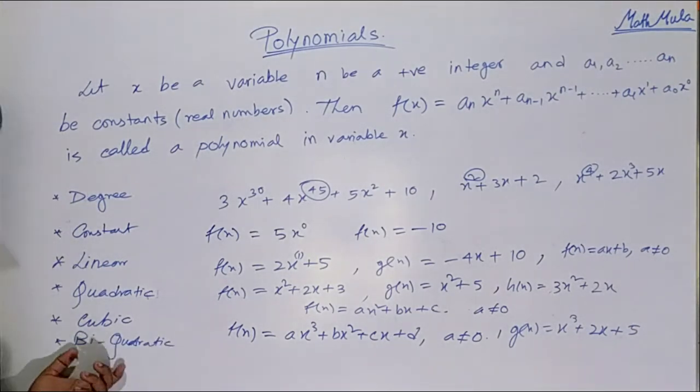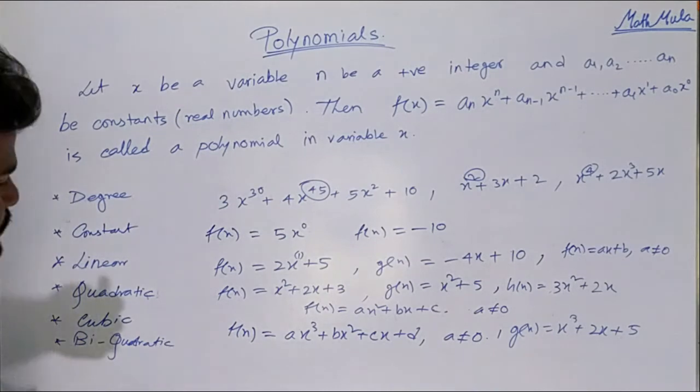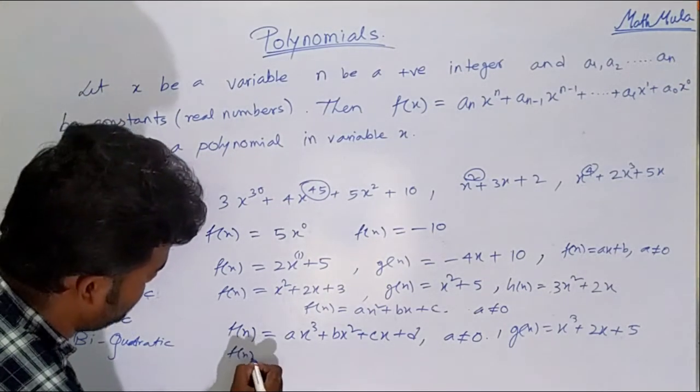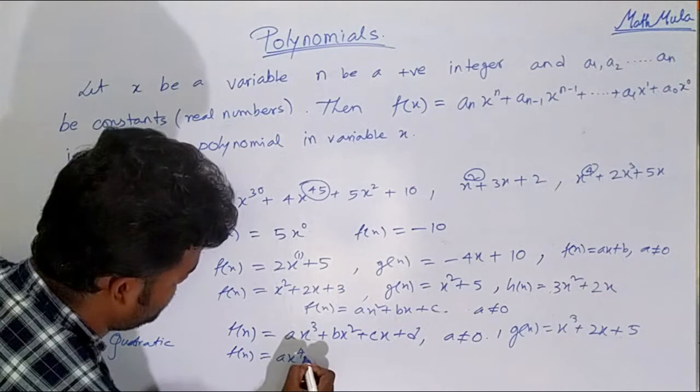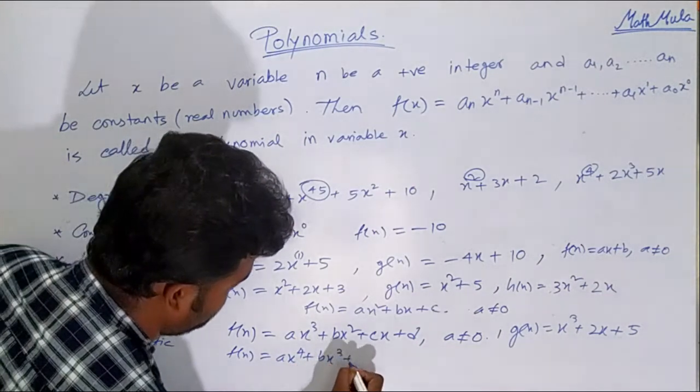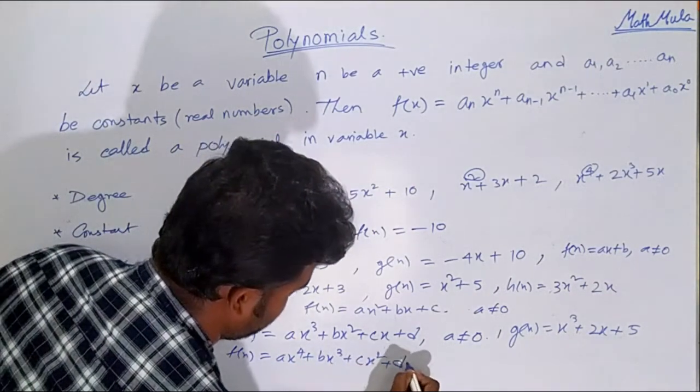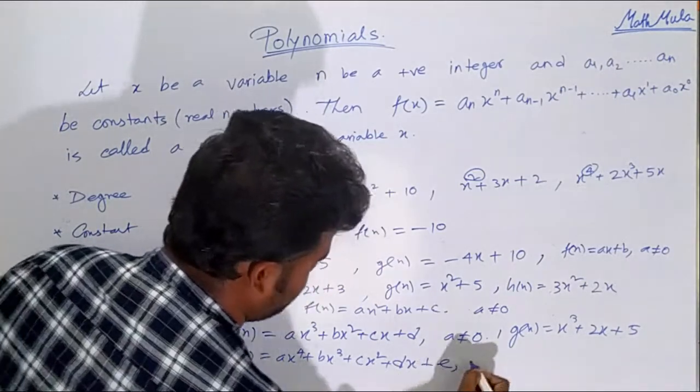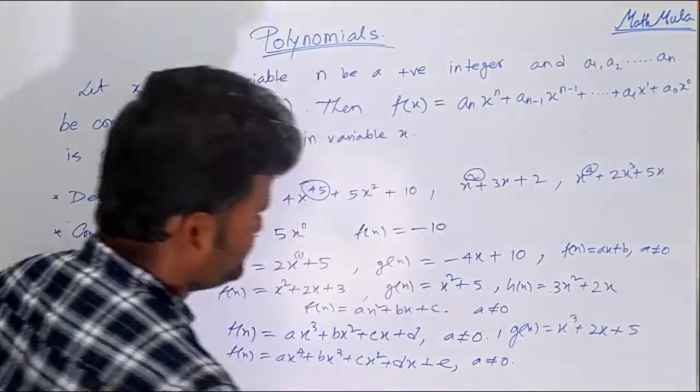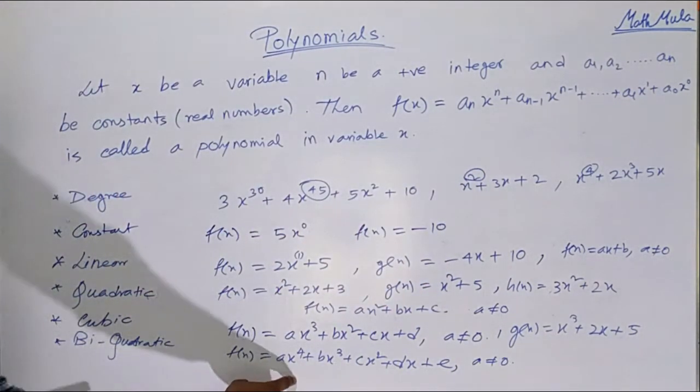Now, the biquadratic polynomial. Biquadratic polynomial means if the highest power of polynomial is 4, then the polynomial is called biquadratic polynomial. Like f of x is equal to ax to the power 4 plus bx cube plus cx squared plus dx plus e, where a not equal to 0. The highest power of this polynomial is 4.